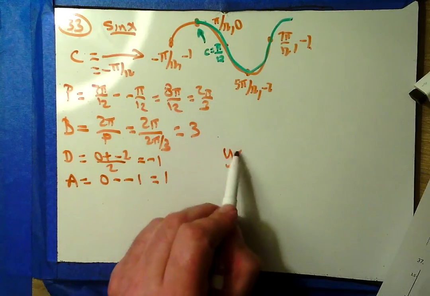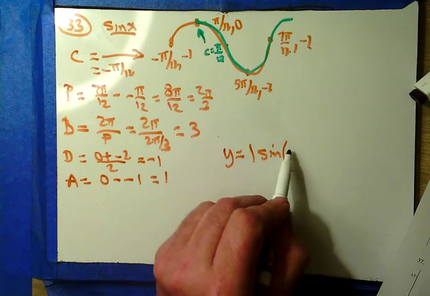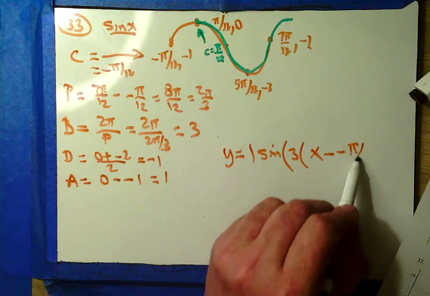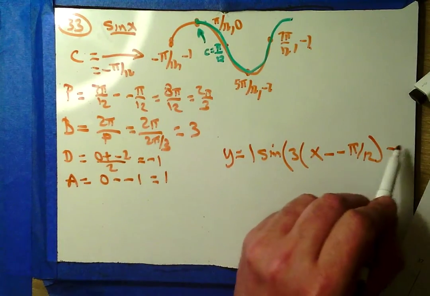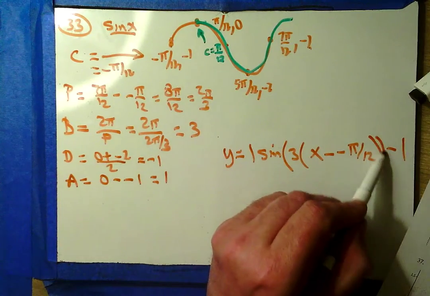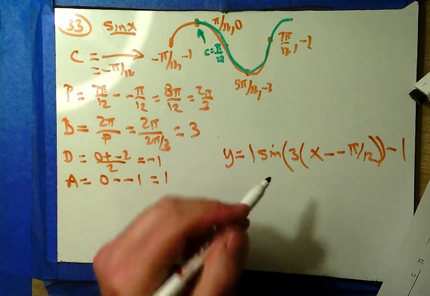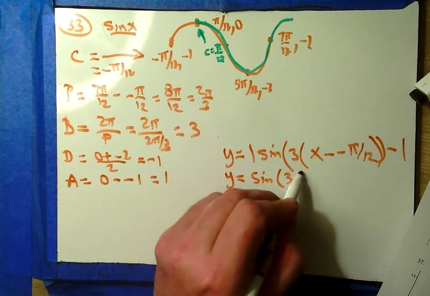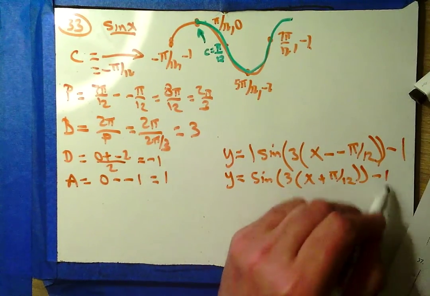So I could write y equals 1 sine, our b value is 3, x minus a negative pi over 12, plus a d value of negative 1. Don't forget to close that second parenthesis. I'd probably tidy this up to be y equals sine 3x plus pi over 12, minus 1.